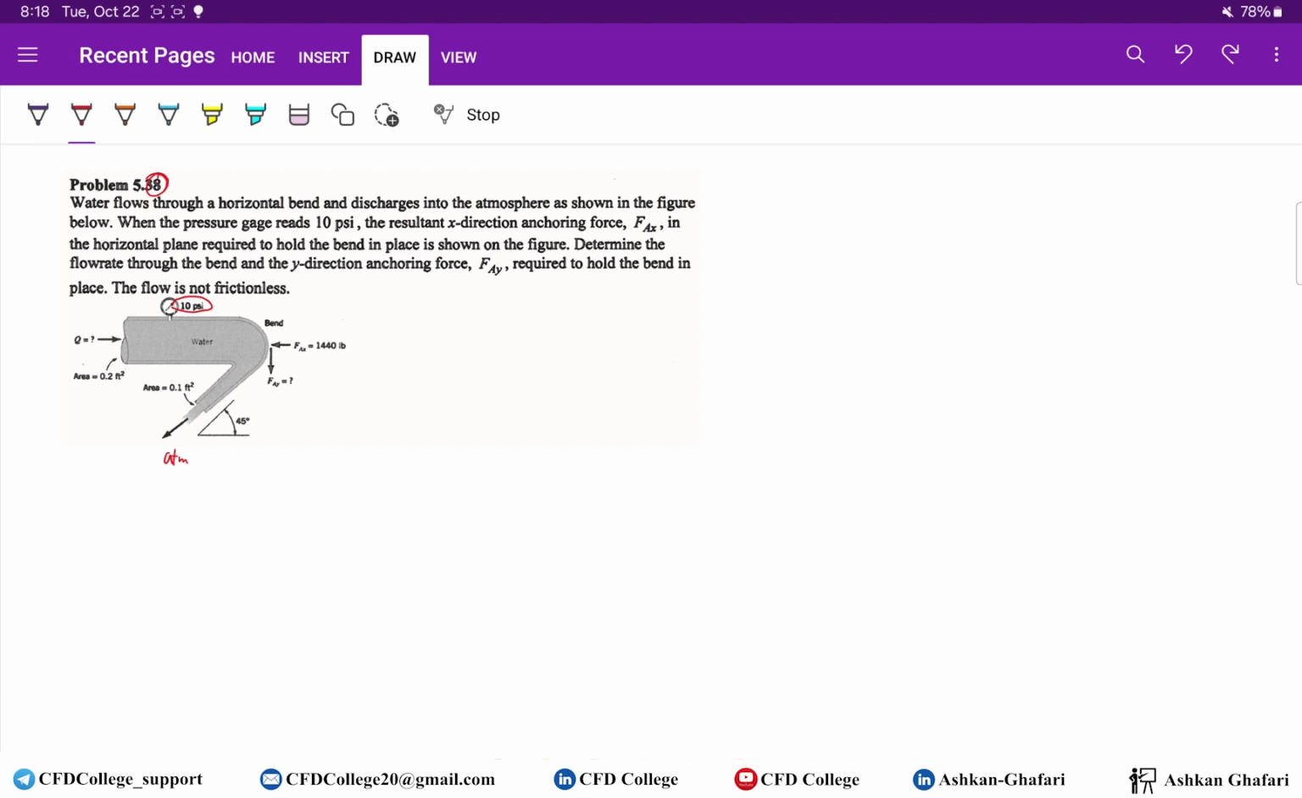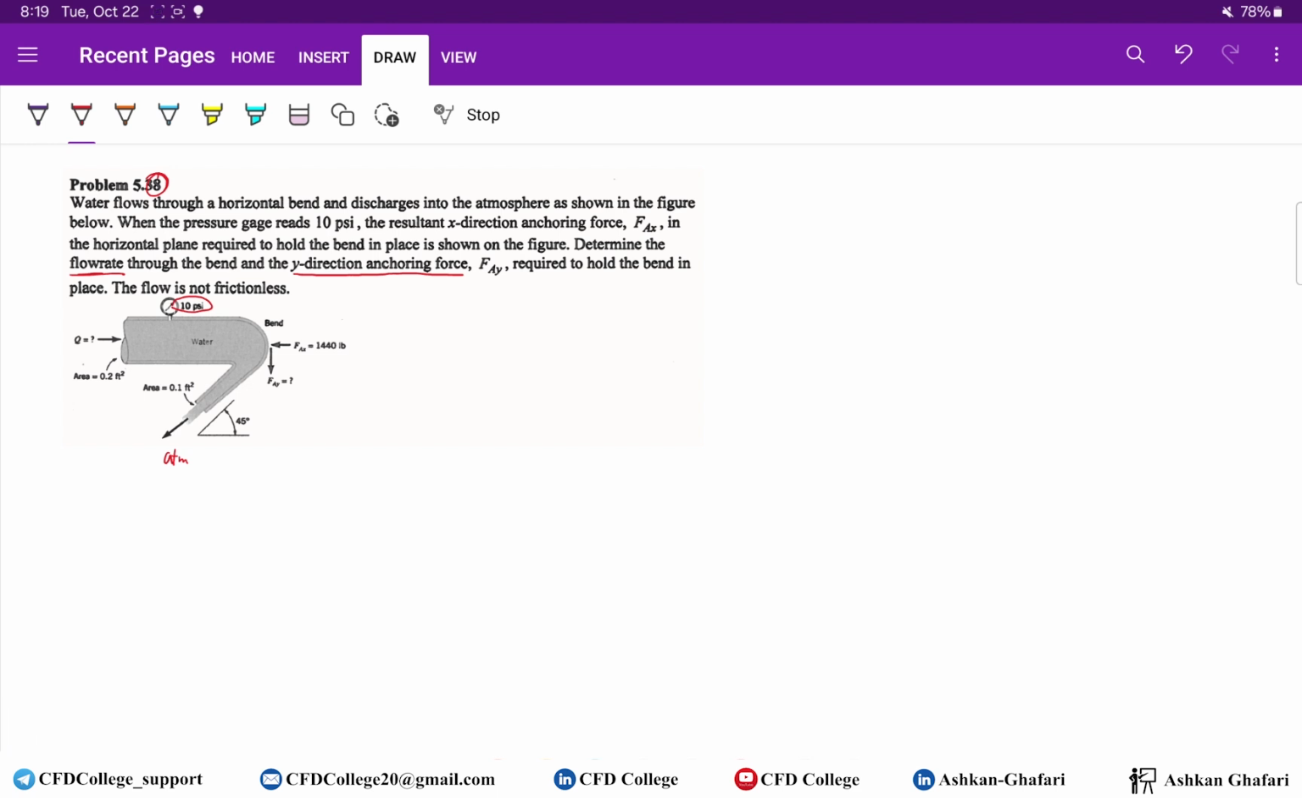Determine the flow rate. So this time we have the force and we want to find the flow rate through the bend and the y direction anchoring force, so FAy, required to hold the bend in place. The flow is not frictionless.